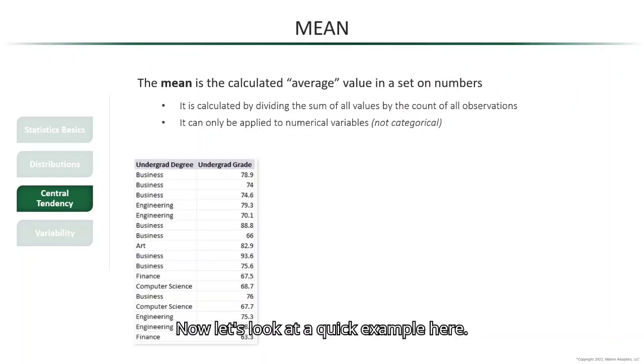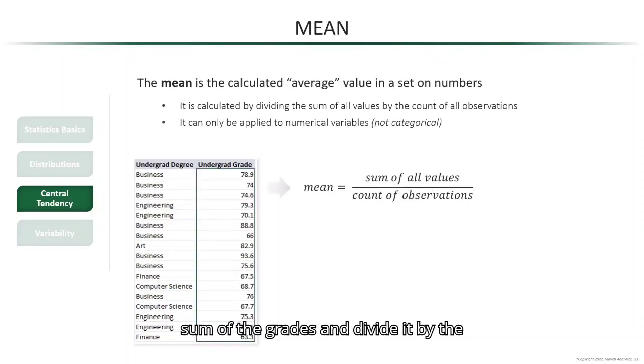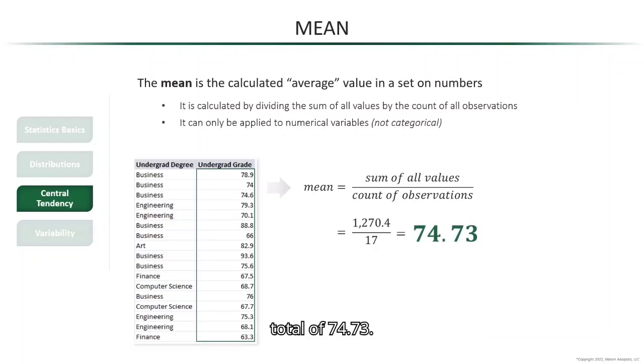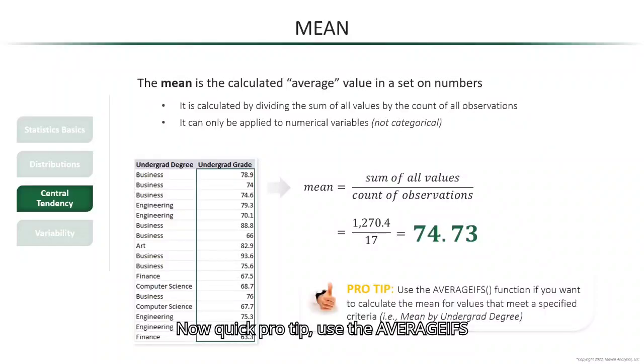Now let's look at a quick example here. Let's say that we wanted to know the average undergrad grade for our MBA students. Well, we could just take the sum of the grades and divide it by the number of students, which would get us a total of 74.73. Now, quick pro tip, use the AVERAGEIFS function if you want to calculate the mean for values that meet a specified criteria. So say you wanted to calculate that same average undergrad grade, but broken down by the undergrad degree. And we'll see examples of that along the course and in a few seconds.